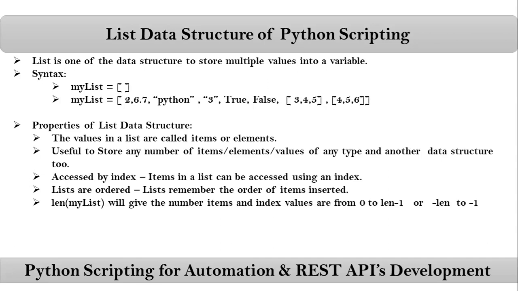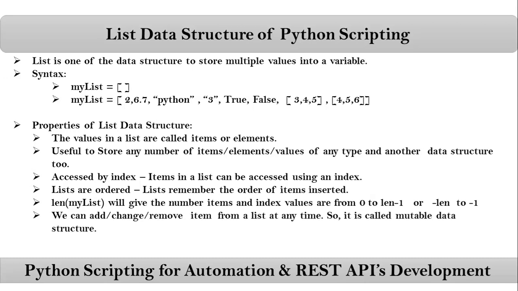Then, we know that the length of a list will give the number of items, values or elements. And if you know the length, then we can say about index numbers. If you remember once again, in strings, if the length is n, then index numbers are 0 to n minus 1. So here also, if the length is n, then index numbers are 0 to n minus 1, or minus n to minus 1 if you consider index numbers from right to left.